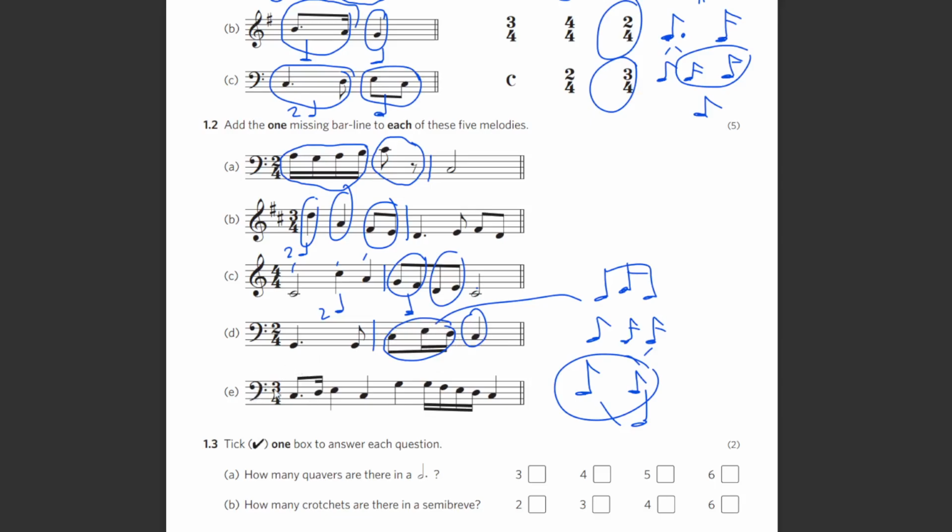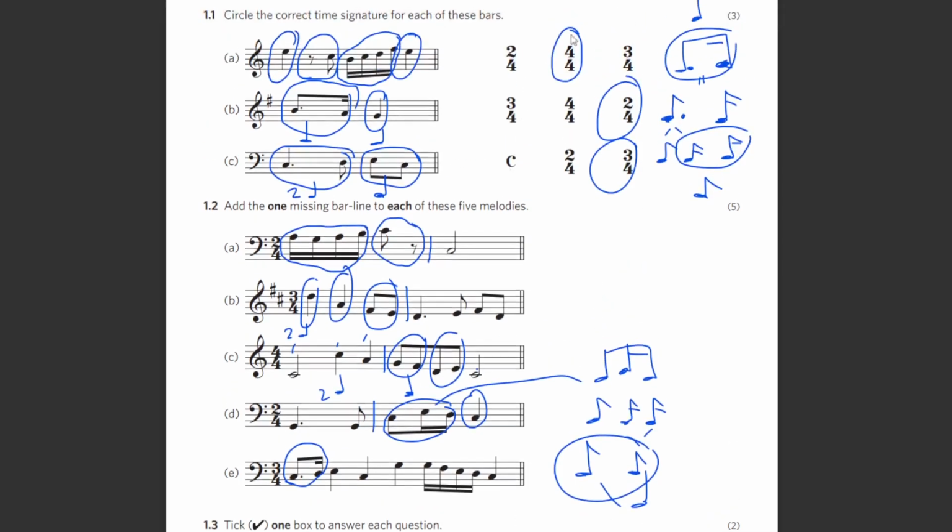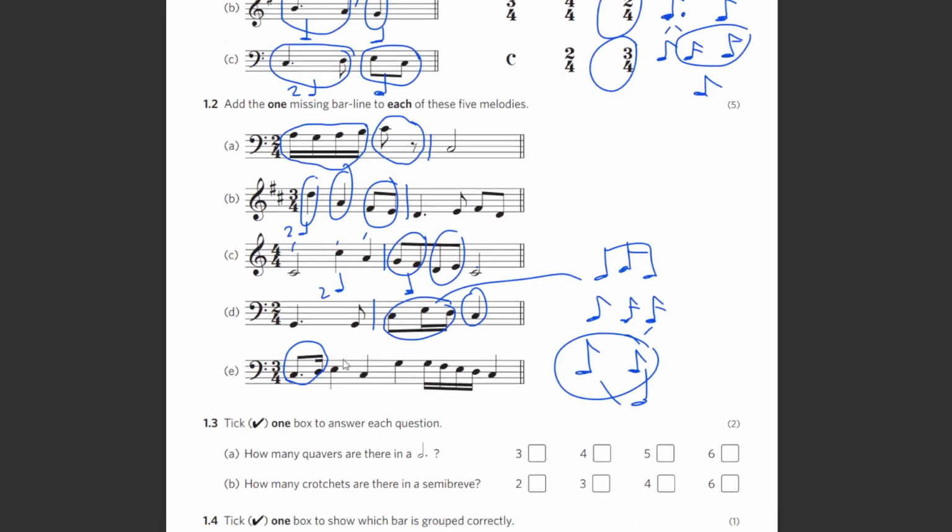Next, let's move on to E. E is 3/4 time, so I need to look for 3 crotchet beats in a bar. This is 1 crotchet beat. We have talked about it here in this question. Then another crotchet beat here. 2, 3. So put a bar line here. Next, let's check whether there's 3 crotchet beats here. 1 crotchet beat here, 2 crotchet beats here, and 3 crotchet beats here. So yes, this is 3/4 time.